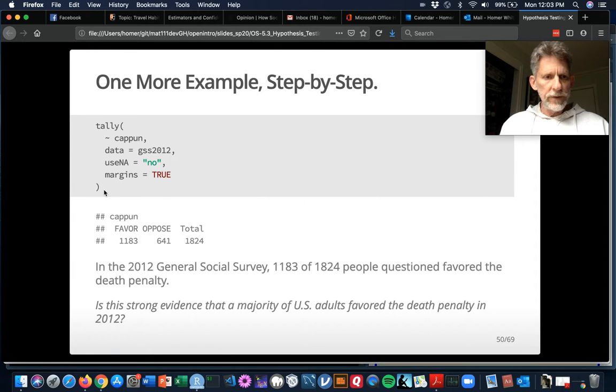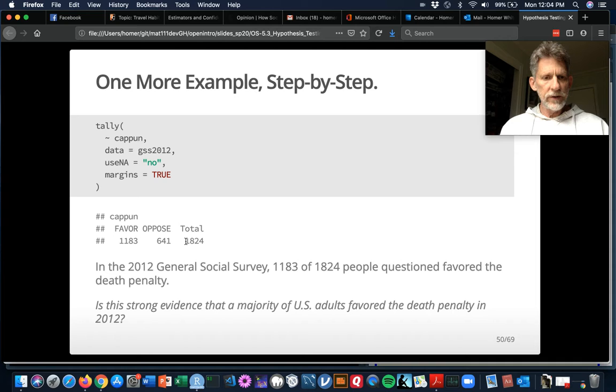If you're interested in how they responded to the question on capital punishment, then you could use the tally function, where the variable you're interested in is kapun, and the data set it lives in is GSS 2012. You'd want to just kick out all of the NA responses so that you're only looking at the favors and the opposes. And we'll get the total number of people who answered the question as well. And so we see the results down here.